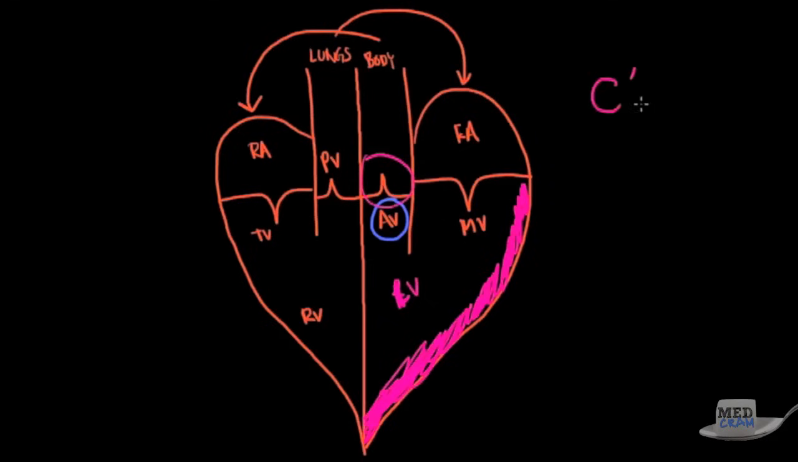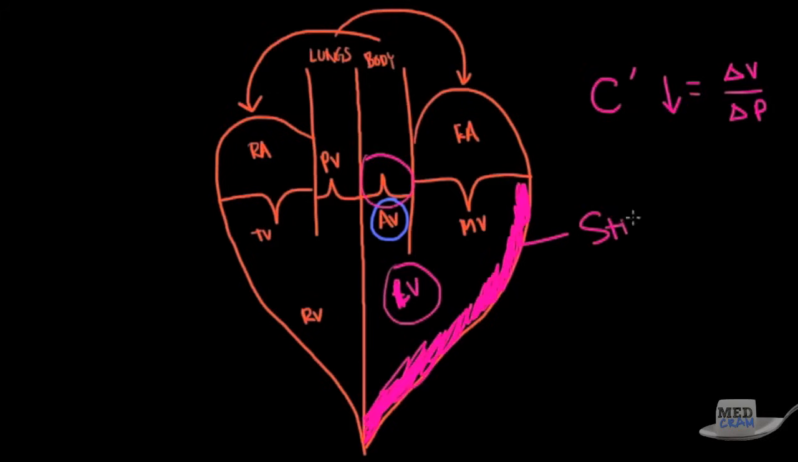The compliance of this area is going to go down. And we know that compliance, by definition, is the change in volume over the change in pressure. What does that mean? If the compliance goes down, then it's going to take a very large change in pressure to make a very small change in the volume of this left ventricle. So if the compliance is going down, this is going to become very stiff.